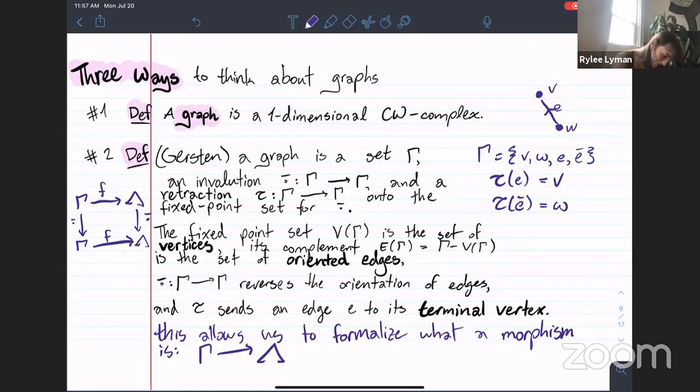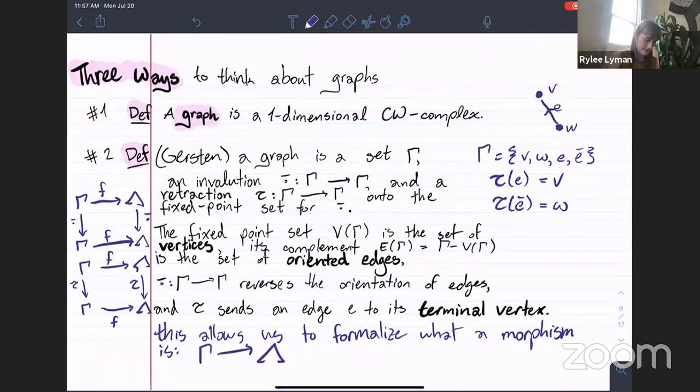And I also want it to be the case that the map preserves adjacency. So if I do my retraction, and then I do my map F, that should be the same thing as doing my map F, and then doing the retraction in the target. Great, so that's what a morphism of graphs is. Really, it just sends vertices to vertices, and it either sends edges to edges or it collapses edges to vertices. Those are the two possibilities.